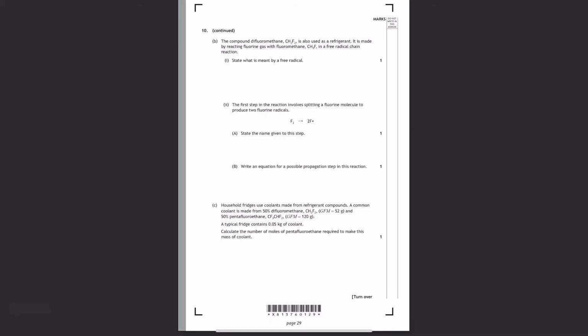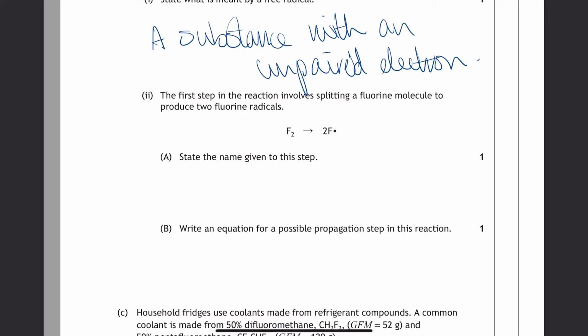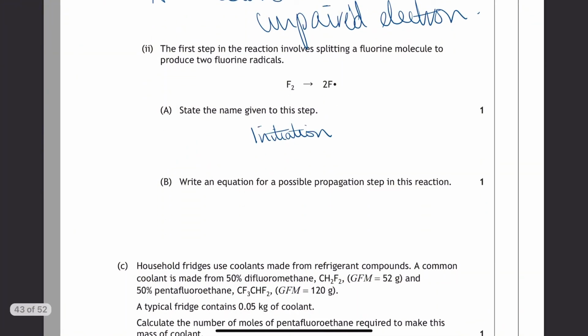Then state what is meant by a free radical. So this is a particle or a species with an unpaired electron. Substance with an unpaired electron. Again, that's just something you need to get on a flashcard. Then the name given to this step of a free radical chain reaction. So there's no free radical on the left, there are free radicals on the right, which means it's initiation. So free radicals have been made.